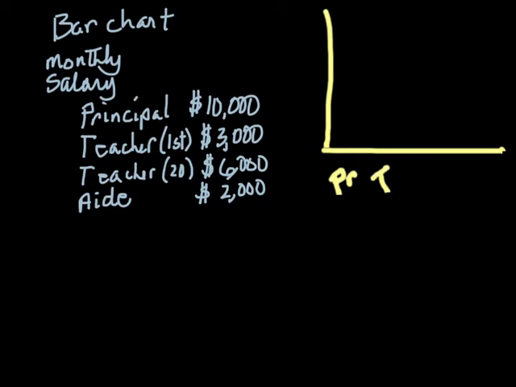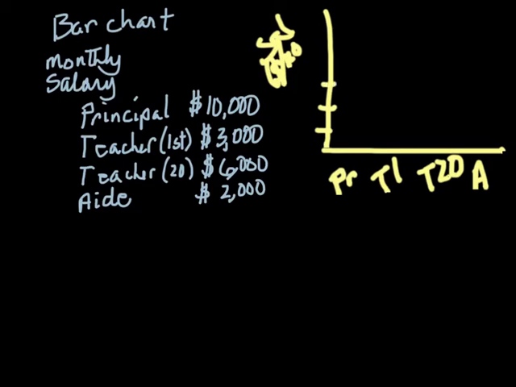So principal, teacher 1, teacher 20, and aide. So we label the characteristics, and then the bar graph, in our case, would represent salary in dollars per month. And so then we might have 2, 4, 6, 8, 10,000. And so we might say salary per month times 1,000, and then label these 2, 4, 6, 8, 10. And then all we do is we make a bar for each one.